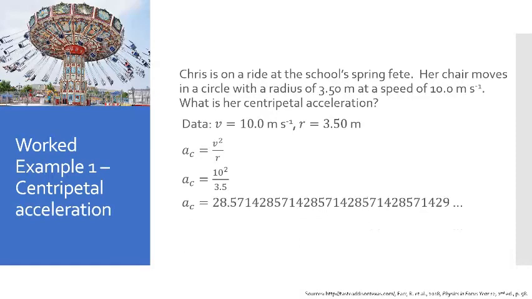And then we calculate. It might be that your calculator gives so many decimal places that it's just unreasonable, so we need to round them. In this case, it's 28.6 meters per second squared, correct to 3 significant figures, towards the center of the circle.